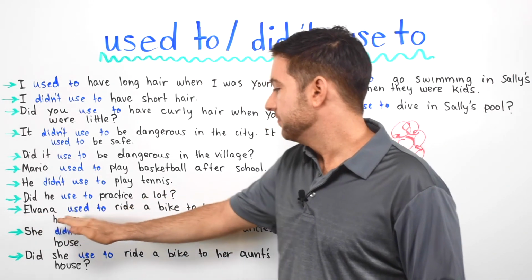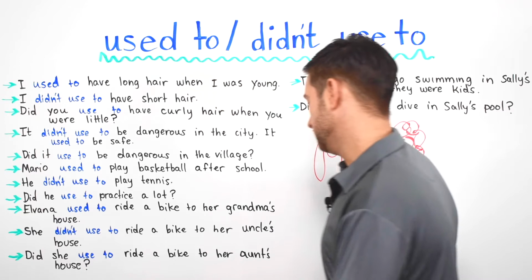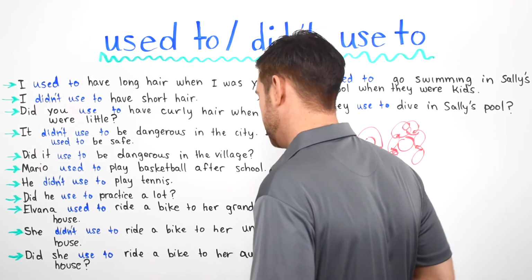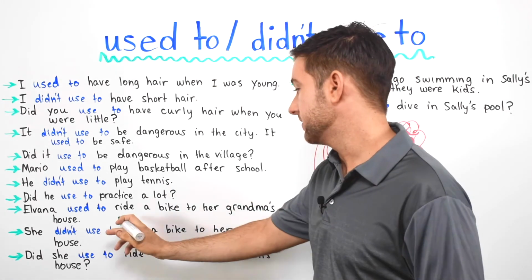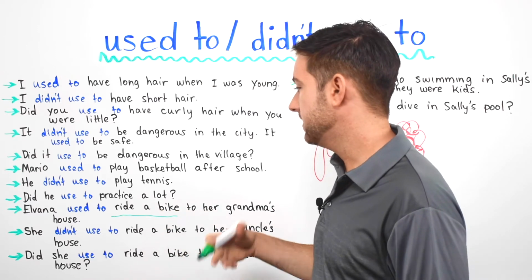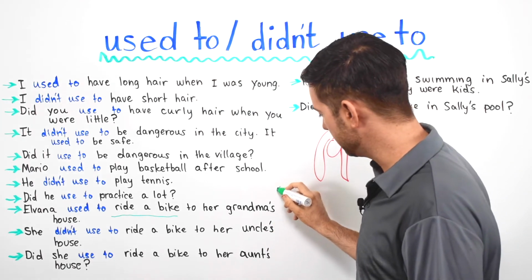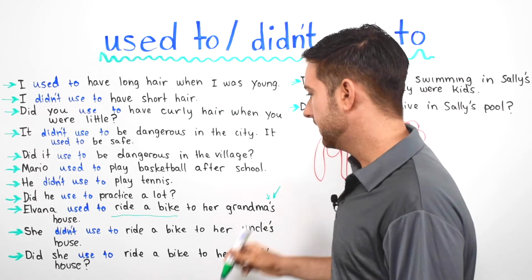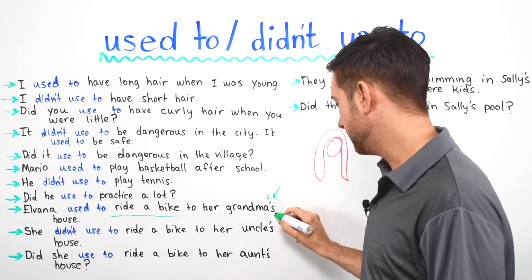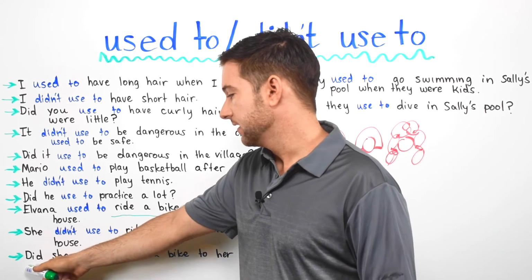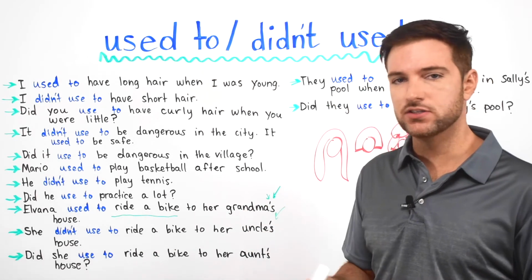All right, let's move on to Elvana. It says, Elvana used to ride a bike to her grandma's house. So whenever you talk about getting on a bicycle and going from point A to point B, we have this, to ride a bike. You'll notice here that we have an apostrophe. And then it says, she didn't used to ride a bike to her uncle's house. We have another apostrophe. And then a question, did she used to ride a bike to her aunt's house?